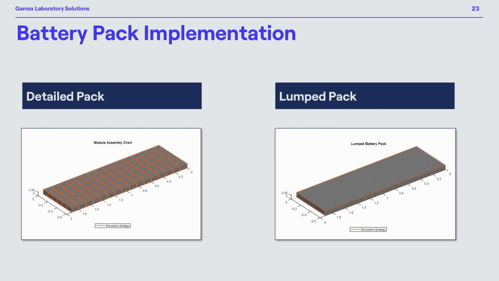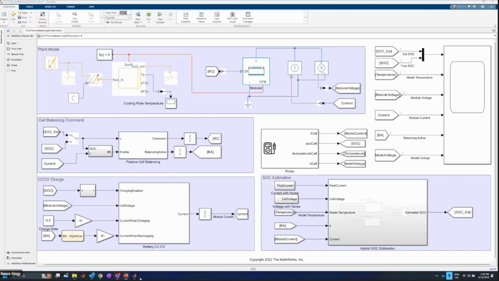So as for the battery, we have created two variants. We have a detailed pack and we have a lumped pack. For this simulation, as we are talking about high-level system simulation, we are going to implement the simplified and lumped battery pack into the system. So let's take a look at the model and let's jump back to Simulink.